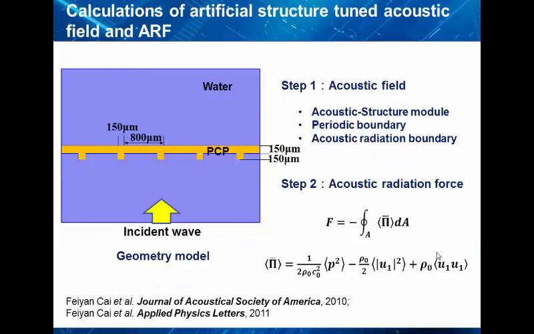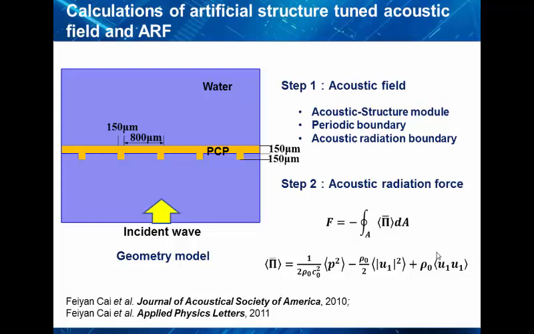We first calculated the artificial structure-tuned acoustic field and acoustic radiation force on the particle. As shown in the geometry model, the phononic crystal plate has a pure flat surface and a lattice of 800 micrometers. The simulation can be split into two steps. The first step, the acoustic field was calculated by the acoustic structure module using COMSOL software, and the left and right sides were set to periodic boundaries, and the other sides were set to acoustic radiation boundaries.